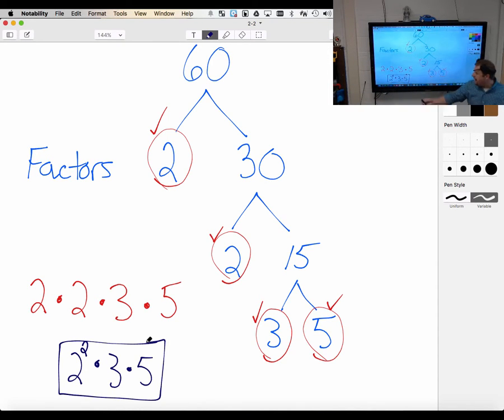No other number has this same prime factorization. Just 60. That is unique. The benefit of this is that later on it's going to help us a lot with simplifying fractions, especially with fractions that have massive, like 6, 7 digits in them.